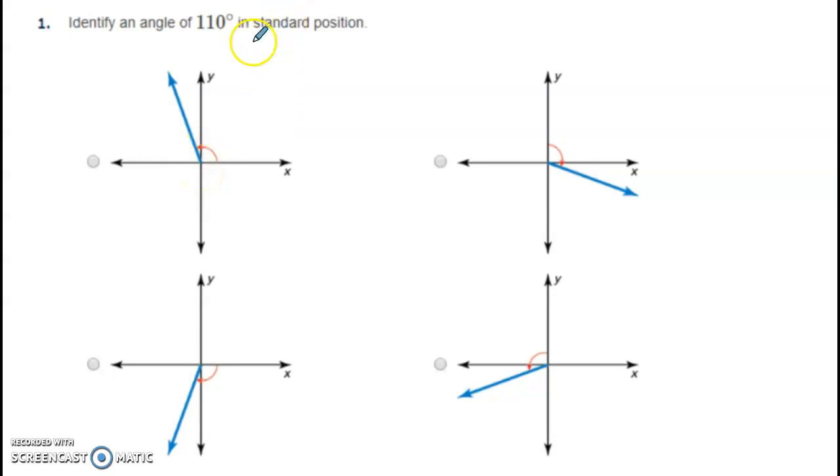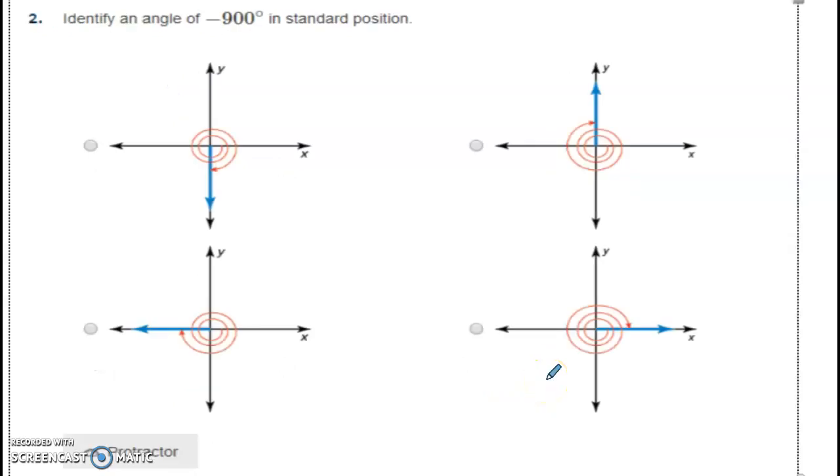So standard position, if you remember from the notes, means that it starts on the x positive axis, so here, here, or here. And 110 degrees, because it's positive, means it's going counterclockwise. So which one of these is 110 degrees? This one's not too tough because you should all be familiar that all the way around a circle is 360 degrees. So halfway would be 180, a fourth of the way would be 90.